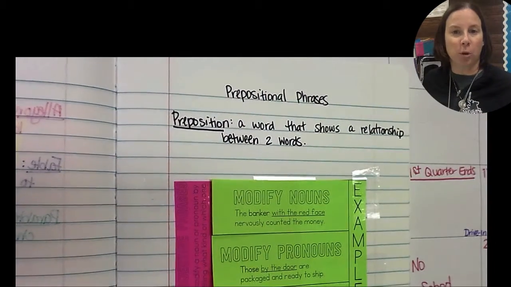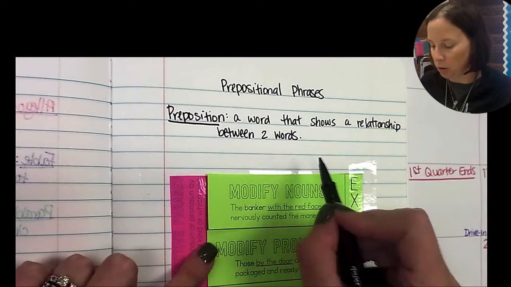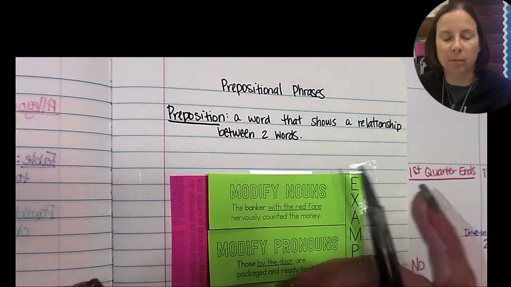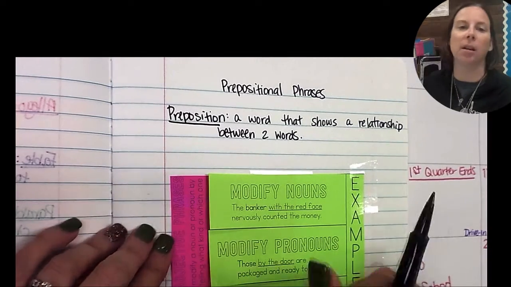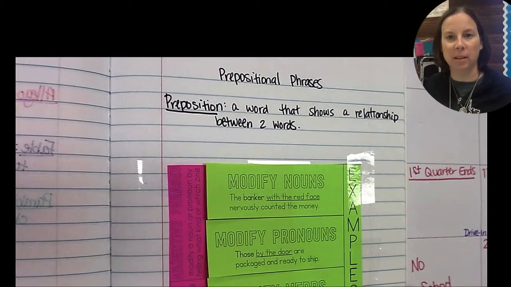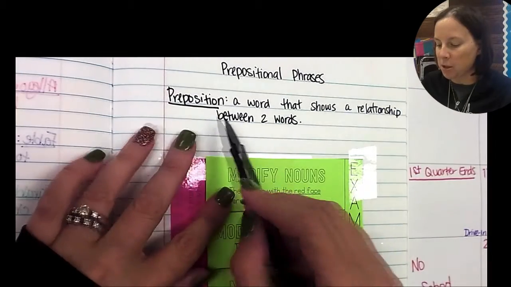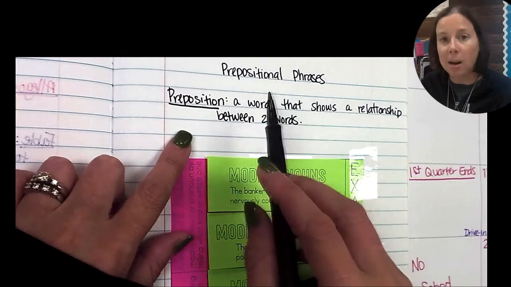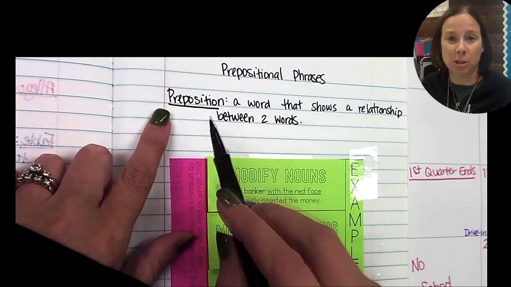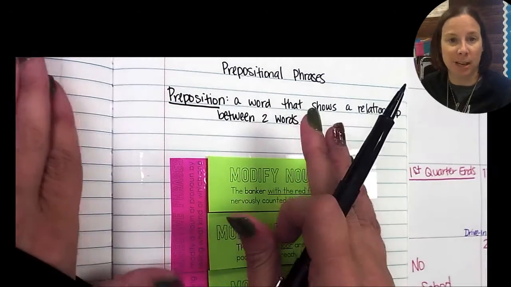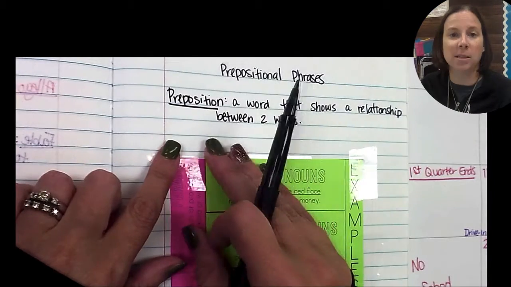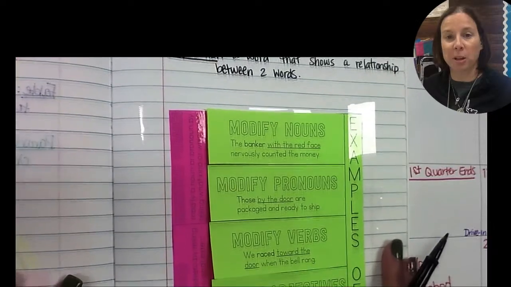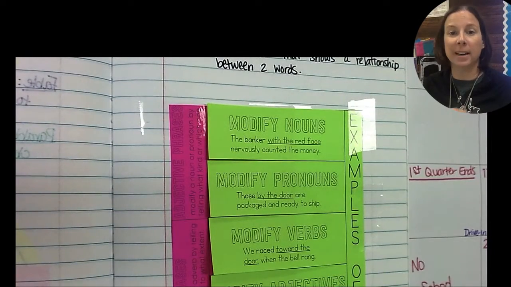A preposition is a word that shows a relationship between two words. It can be anything in all honesty, because prepositional phrases can be used in different ways. But the preposition is that word that shows the relationship. A preposition always starts a prepositional phrase. A preposition never stands alone. It always has a phrase that it goes with, because it's going to show the relationship between something in the sentence and a noun.